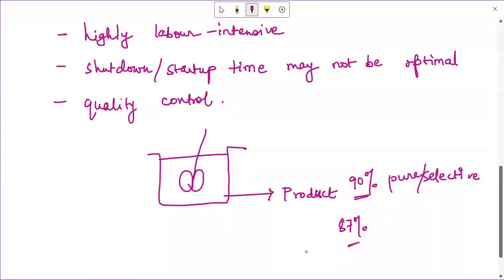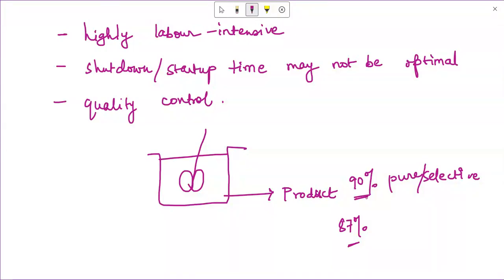Quality control becomes very tough. And right now, in 2024, a lot of research is being considered for the quality control of batch processes in general. By batch processes, I do not just mean batch reaction, but batch separation processes as well. That is a huge thing about batch reactors. The quality control is a very big factor.